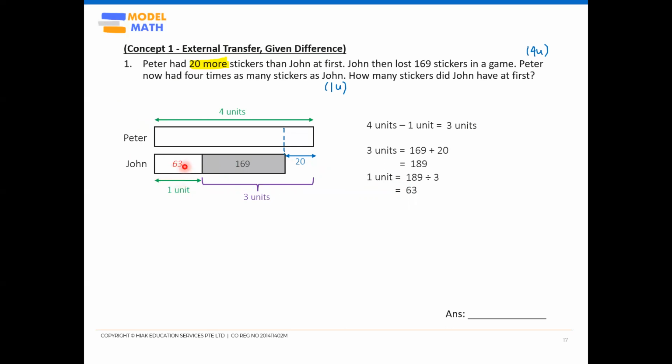Now, don't stop there. Read the question. Every time you find 1 unit, reread the final question. They ask us to find John at first. Where is John at first? If we look at John's model, at first is this whole thing, including the shaded part. So at first means 63 with the 169. You have to add back the 169, the stickers that he lost. So John at first will be 63 plus 169, and that would be the answer.